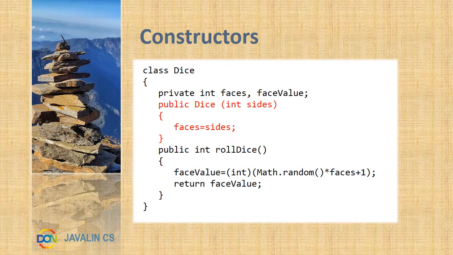You can see the constructor shown here in red. There are a couple of things that you need to perhaps take notice of. Firstly, the name of the constructor is the same as the name of the class. That's needed. You'll also notice that unlike other methods, there's no return type. What this constructor does is instantiate a dice object with a set number of sides and passes that value back to the variable faces so that it can be used by the roll dice method later.